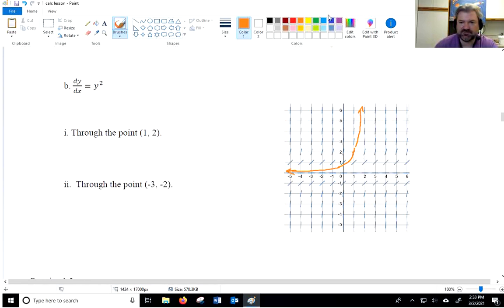What about through the point 3, -3, -2? Well, that's a very different situation. In this situation, we're going to flatten out below the x-axis, but then approach it like so.